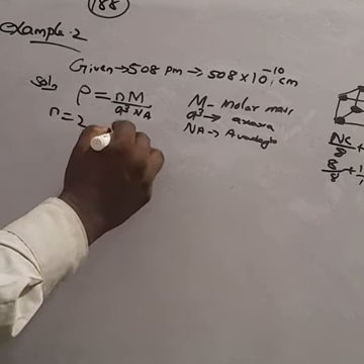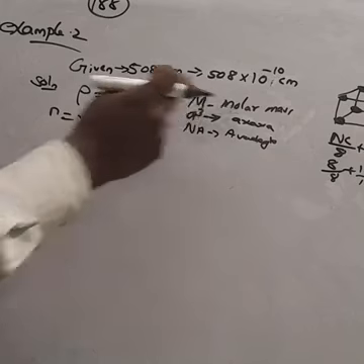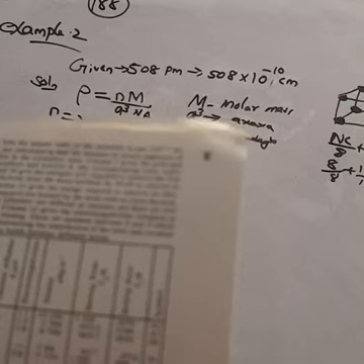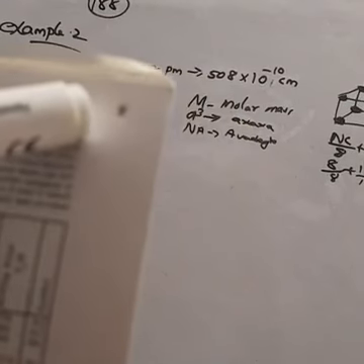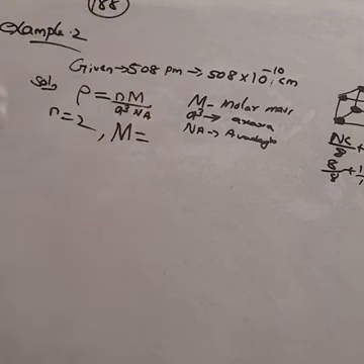M, that is capital M, means we can find out the molar mass. Don't forget that: capital M, the molar mass. So now we can take the logarithm book. Take the logarithm book, page number 56. This is page number 56.